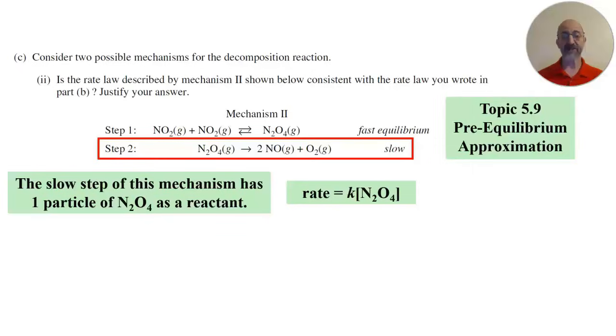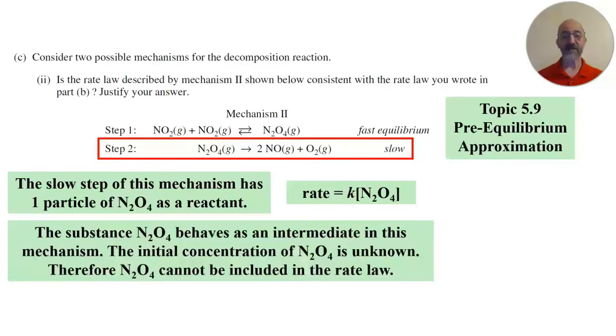So that was that issue that I had mentioned earlier where we cannot have an intermediate in the rate law. And so N2O4 is an intermediate. So the substance N2O4 behaves as an intermediate in this mechanism, and the initial concentration of N2O4 is unknown. So therefore, N2O4 cannot be included in the rate law. So here's that substitution procedure that I showed you earlier.